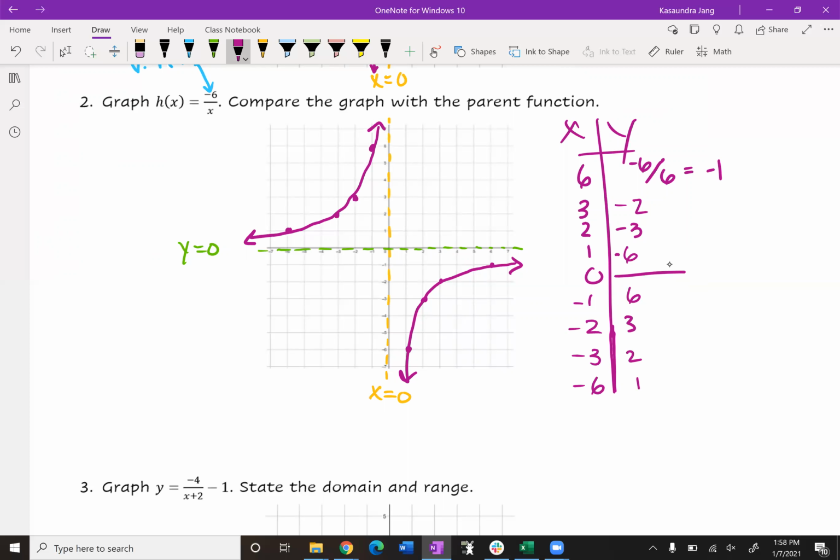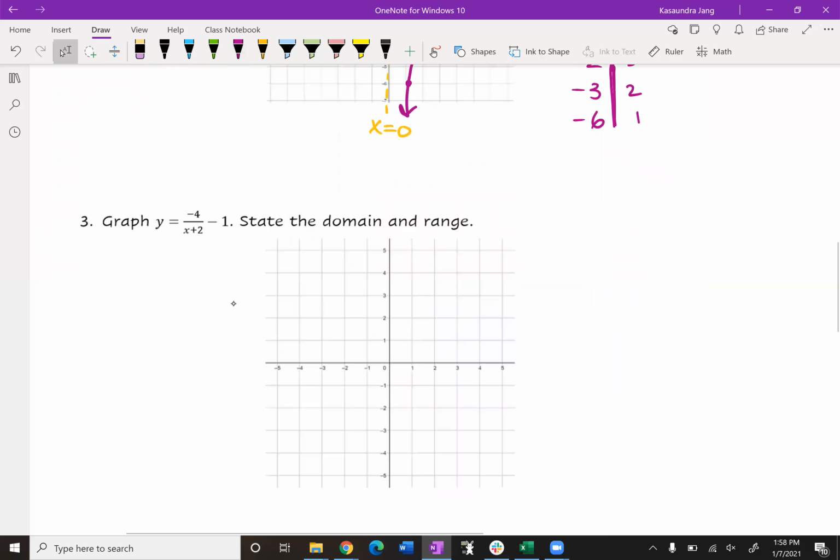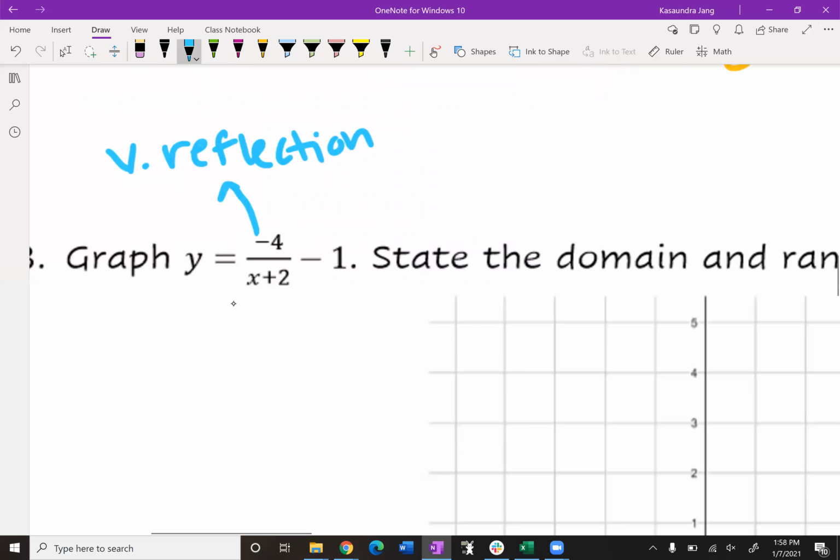All right, we got one more. Ready? We're going to step it up a notch. We did the reflection on this one. We've got the reflection, so we've still got that negative. But we also have some addition and subtraction stuff going on here. All right, so let's see here. Abigail, do you remember what the addition and subtraction does? Like, see how it's got like +2 or the -1? Do you remember what that stuff does?